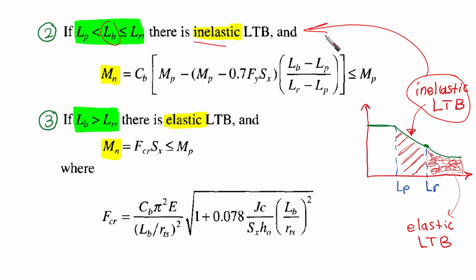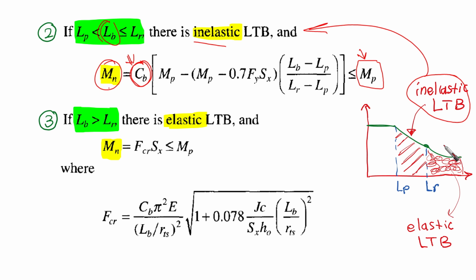We are here. In this case, the nominal flexure strength is going to be, yes, Cb is going to contribute here: Mp minus 0.7 F yield Sx times LB minus LP over LR minus LP. And it should always, of course, be less than the plastic moment. We should not exceed the plastic limit.